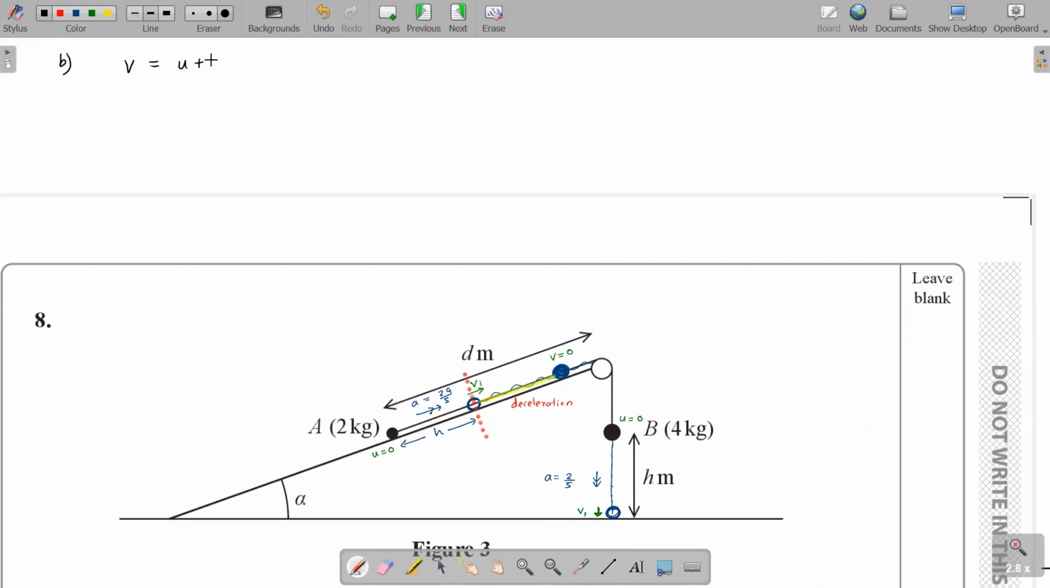We apply V square equals U square plus 2as. Because we need to find the final speed, which is V1. Initial speed of B is 0, plus 2 times the acceleration. When B travels the distance h, it travels under the acceleration of 2g over 5, into displacement s, which is h. Do you agree with me? So V1 square is 4gh over 5, which means V1 is root 4gh over 5. Do you agree?